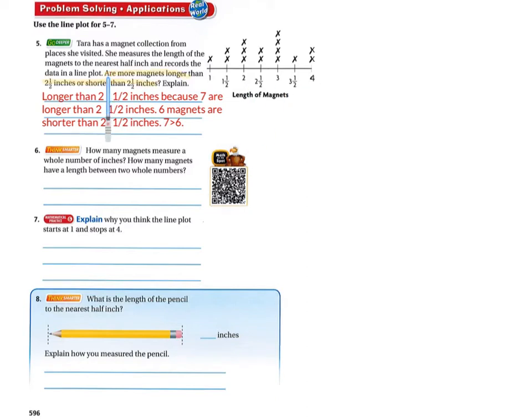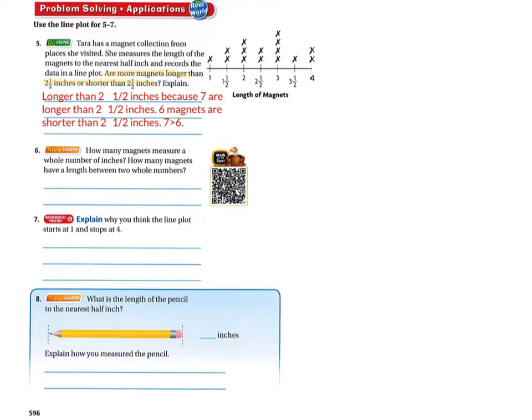The question we are focusing on is right here. Are more magnets longer than 2.5 inches or shorter than 2.5 inches? Let's take a minute and talk about that. If we're looking for magnets longer than 2.5 inches, that does not include 2.5, because is 2.5 longer than 2.5? No, it is 2.5. So we want everything greater than 2.5. So 2.5 is here. Remember, that is not included in either of these, shorter than or longer than.